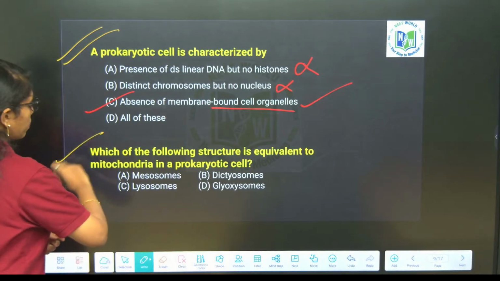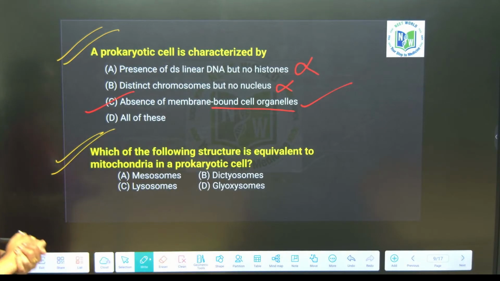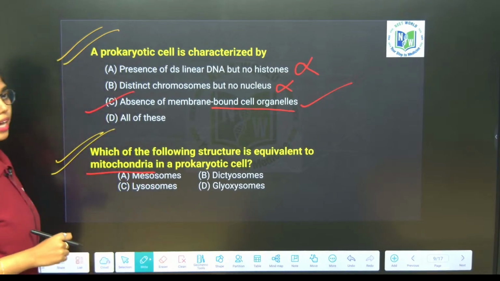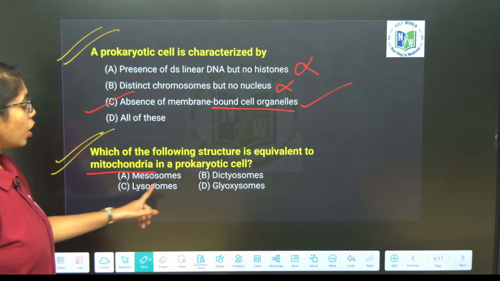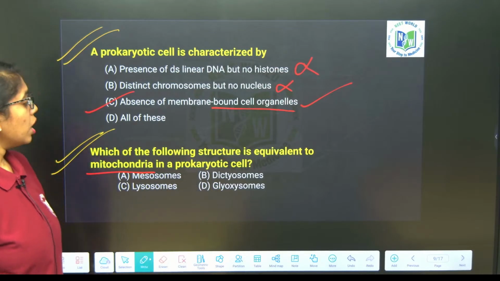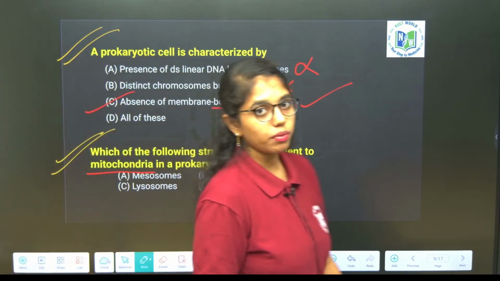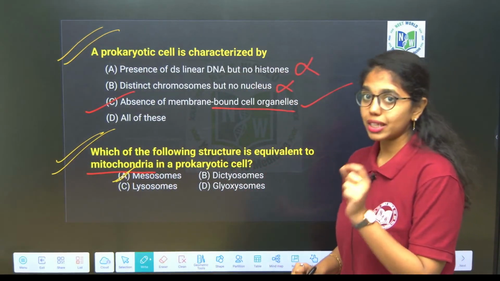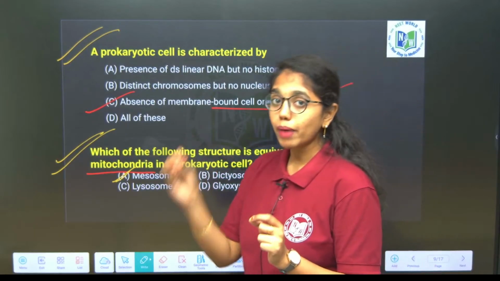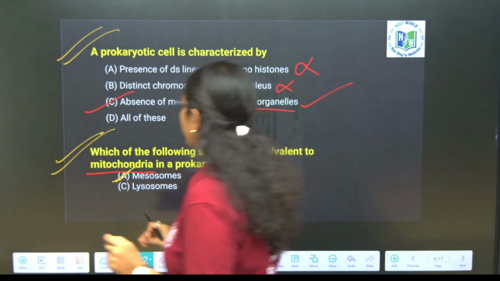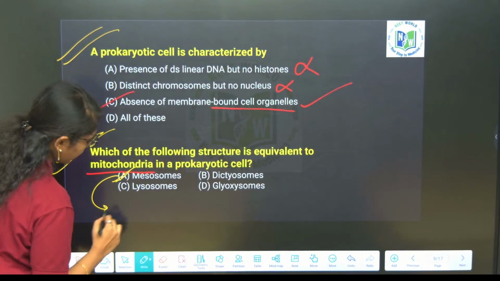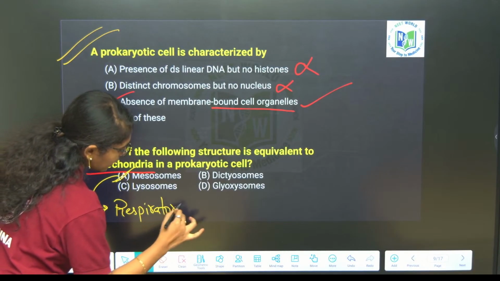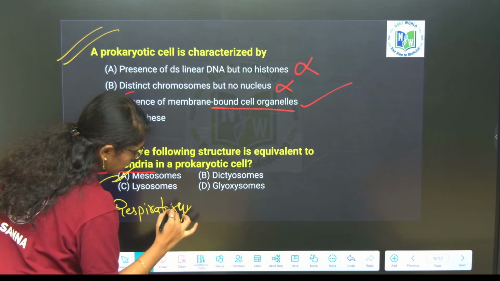This question is highly important. Which of the following structures is equivalent to mitochondria in a prokaryotic cell? Look into all the options carefully. So here undoubtedly our option will be mesosomes. Mesosomes of a prokaryotic cell are equivalent to mitochondria of a eukaryotic cell because they are respiratory in function. Where are these mesosomes present?